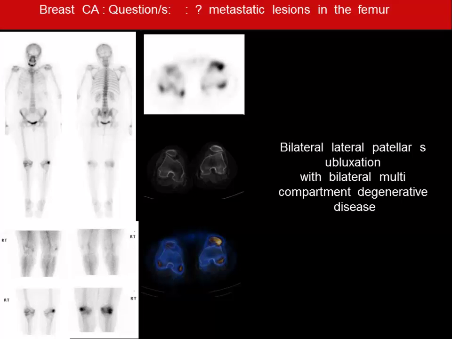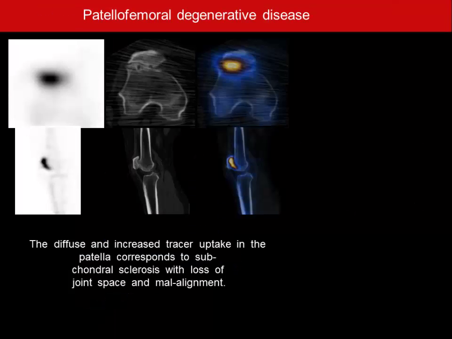So the patient has CA breast. The question was metastatic lesion in the femur. So this is well in position. This is tracking along the lateral condyle and causing uptake. So it's degenerative. Patellofemoral degenerative disease again. Here it nicely shows you the cartilage of the patella, the irregularity, the cyst formation and sclerosis.